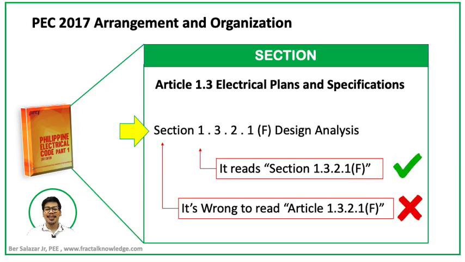Did you learn something today? Here's a tip. The whole number with the yellow arrow reads like this: Section 1.3.2.1F. It is wrong to read it as Article 1.3.2.1F. We can say it correctly as Article 1.3 Electrical Plans, Section 2.1F.